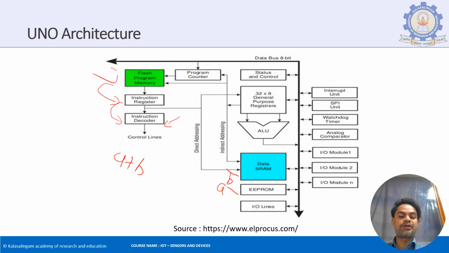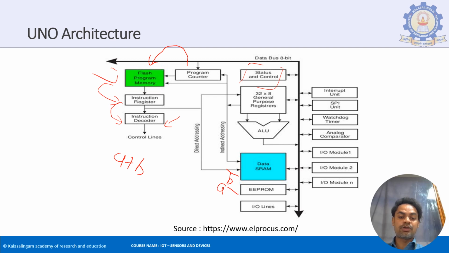What is a program counter? It is going to say what is the next address of the next instruction that is going to be executed. So when one instruction is getting decoded, the next instruction is now moved to the instruction register. All of these happen one after the other. Status and control make sure everything is going fine over here.